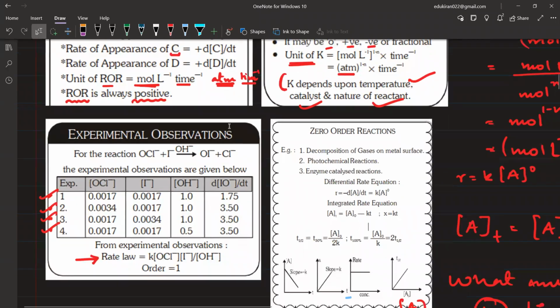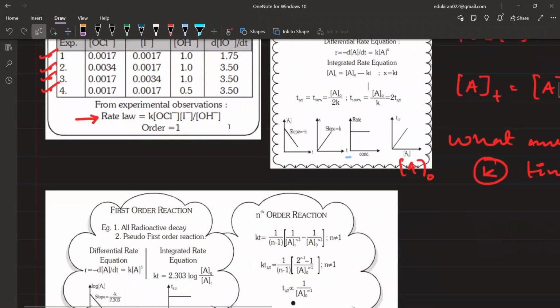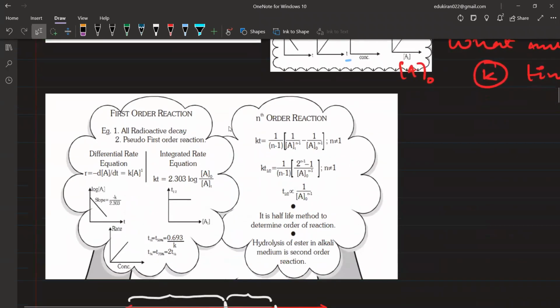Okay, I hope everyone is done by now. The next important order of reaction that you have to learn is the first order reaction. If there is a mention of any radioactive decay, then you will understand it is a first order reaction. And if it is mentioned that it is a pseudo first order reaction, then also the following equations are valid. In this case, the rate of reaction will be equal to the rate constant multiplied by the concentration of A to the power of 1.